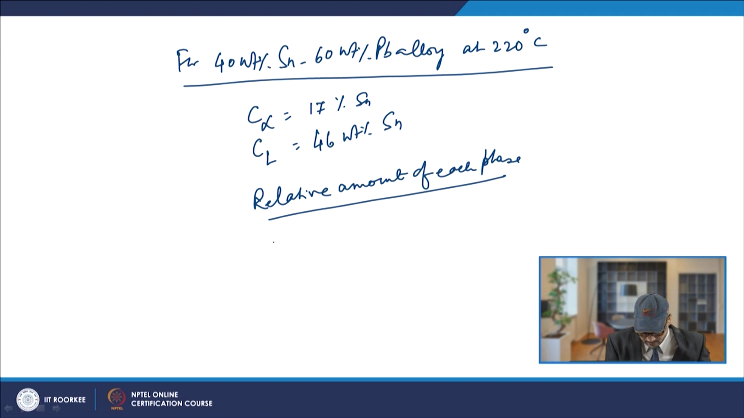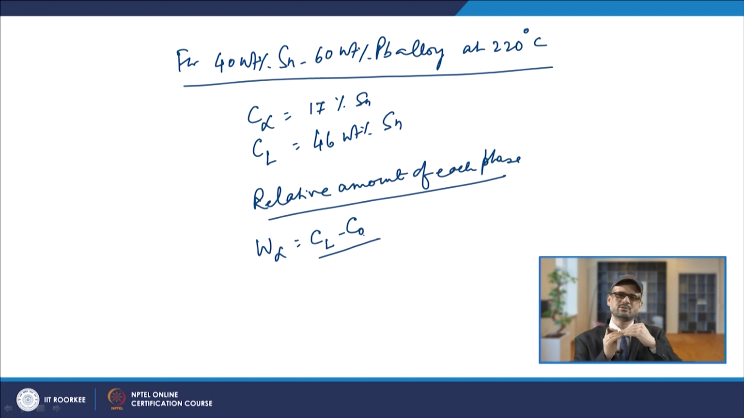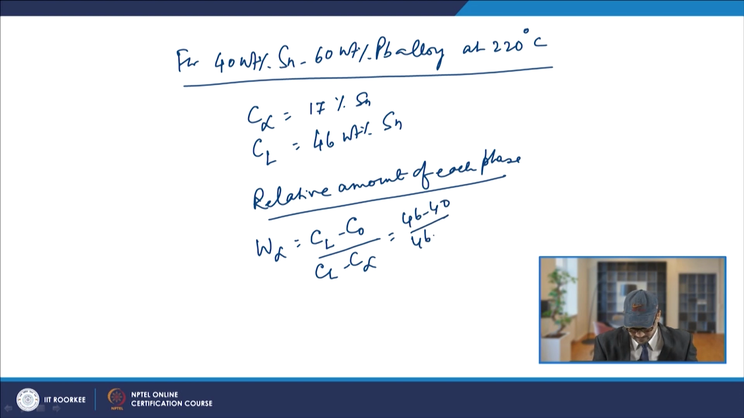So, you can calculate the alpha phase, as you know that alpha is towards the left. So, it will be C L minus C naught. Beta is not here because we are dealing with a temperature above the eutectic point. So, you have the liquid point only coming out. When we are talking about a temperature below the eutectic temperature, there was the beta phase; otherwise you have the liquid phase. So, C L minus C naught divided by C L minus C alpha, and we have C naught as 40 weight percent. So, it will be 46 minus 40 divided by 46 minus 17, and it is coming out to be about 0.21. So, 21% is coming out to be W alpha.